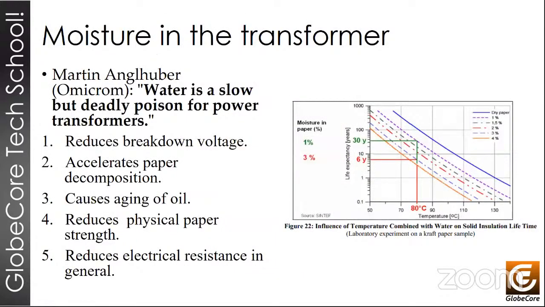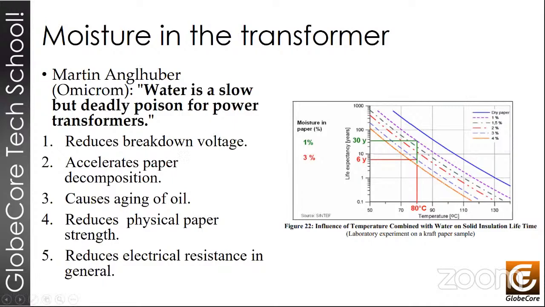Next slide, please. All right, so Martin Engelhuber defines water as a slow but deadly poison for transformer, and this is 100% true. So what happens? Water reduces the breakdown voltage. That allows electric arcs to exist inside the transformer at lower voltage. Water accelerates the decomposition of paper, which directly reduces the life of the transformer. We must remember that the life of the transformer is always measured against the characteristics of the paper and the ability of the paper to withstand electrical and mechanical physical stress.